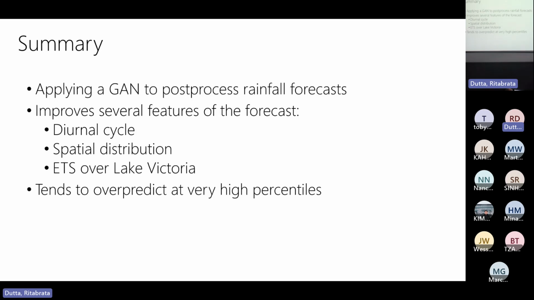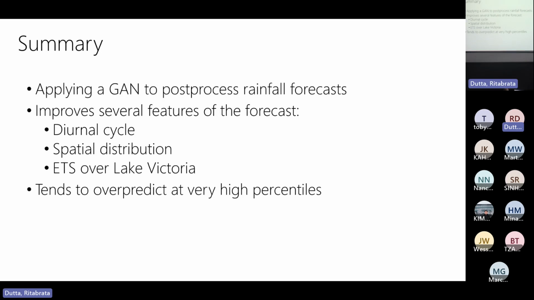So we've been applying a GAN to post-process rainfall forecasts in East Africa. Particularly when you compare it to a strong baseline, the main improvement is that you can really correct some of the diurnal cycle. It produces realistic looking rainfall patterns, and also particularly over Lake Victoria, there seems to be some improvement in skill scores like the equitable threat score. But we do have this problem that when we get out to very, very high percentiles, there's a bit of an over prediction. So we're thinking about how to deal with that.